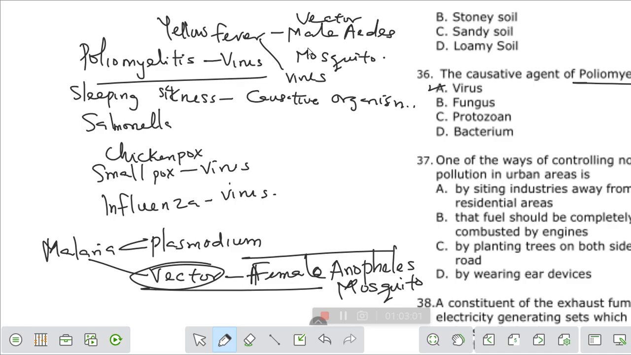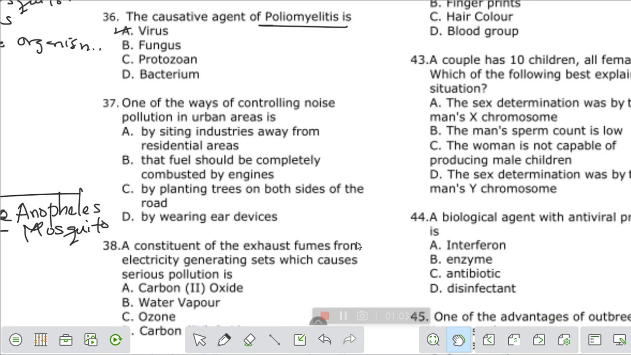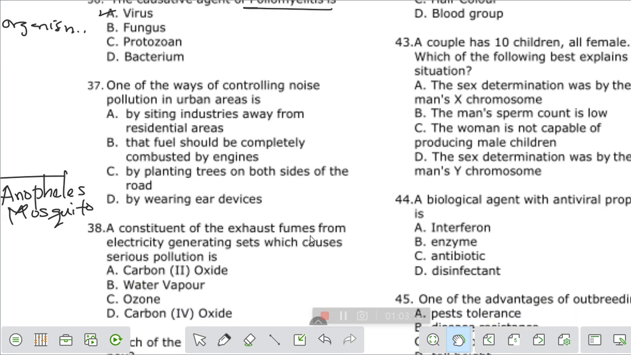So what do you think would be the answer for controlling noise pollution in urban areas? Is it by siting industry away from residential areas? So the answer is siting industries away from residential areas. That is, the industries are far from humans. They are far from residential areas where people are living, so the noise will not affect people's ears.